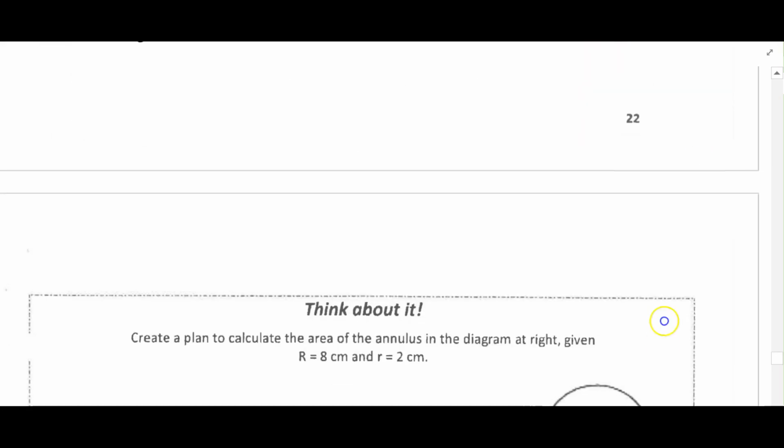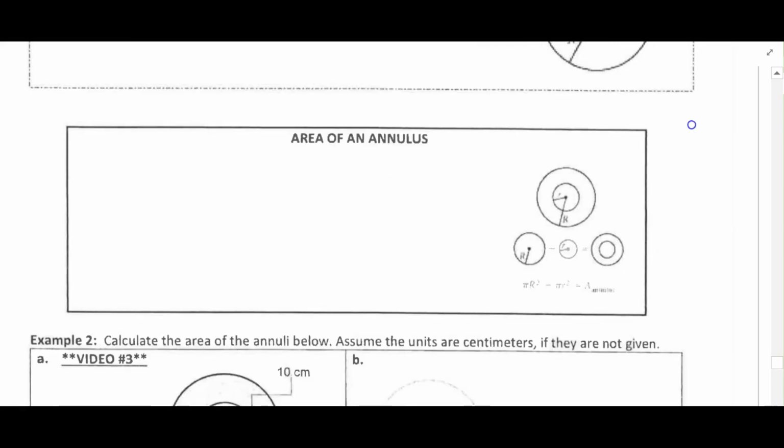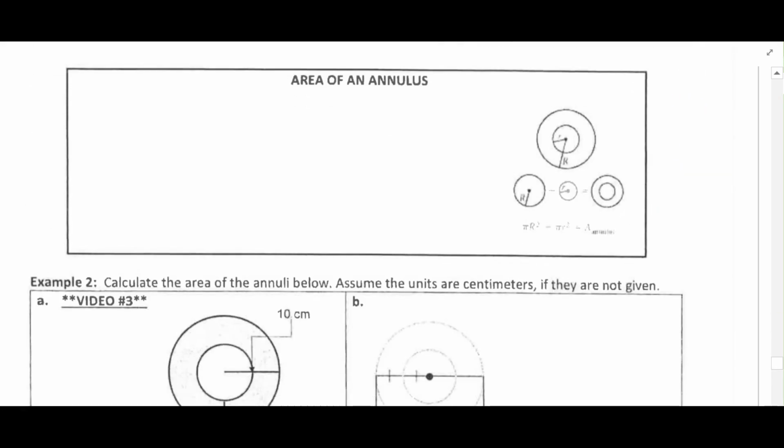So let's skip down to the next page here. So you can see in this little diagram here, if we're trying to find the area of this ring, this annulus, we're going to take the big circle, we're going to subtract the small circle. So the area of the annulus is going to be pi times big R squared for the radius of the large circle minus pi times little r squared, where r is the radius of the smaller circle.